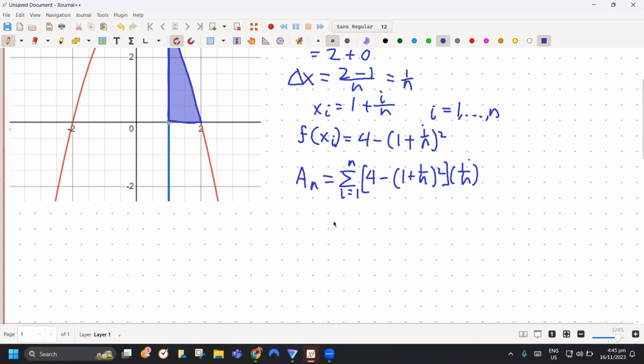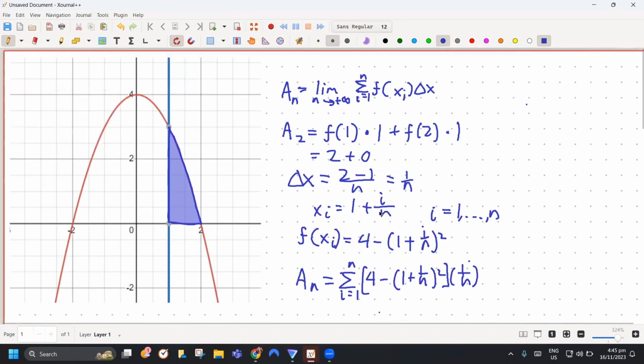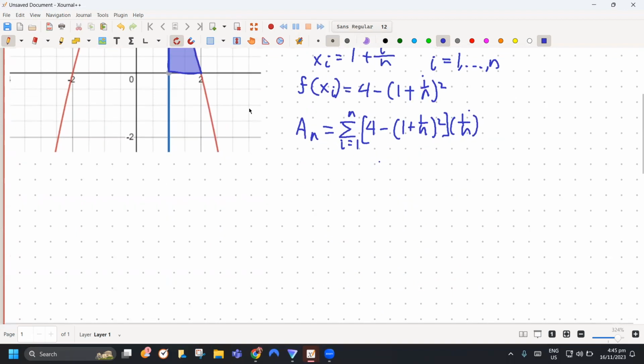So, nasaan na yung i dependence? Tingnan mo yung f of x sub i mo. Balik ka sa f of x sub i. Nasaan yung i? Tapos may limit. Hindi, wag mo muna i-limit. Simplify mo muna yung a sub n as much as possible until you get to a form na madali nang kunin yung limit.